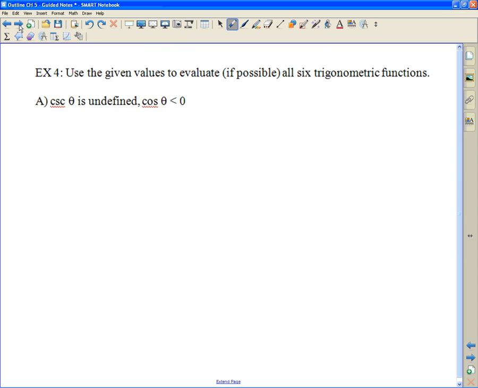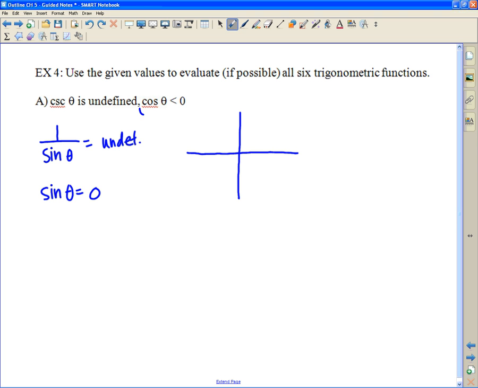Last thing for today. You should find this familiar, and it is a good review. Use the given values to evaluate, if possible, all 6 trig functions. Here you're seeing that cosecant of theta is undefined. So I'm going to write down 1 over sine of theta. You know that that needs to be undefined. Well, in order for that to be undefined, what would sine of theta be equal to? 0. So it is important for me to think, I'm trying to think of the angle where sine of theta is 0. There's another restriction here.